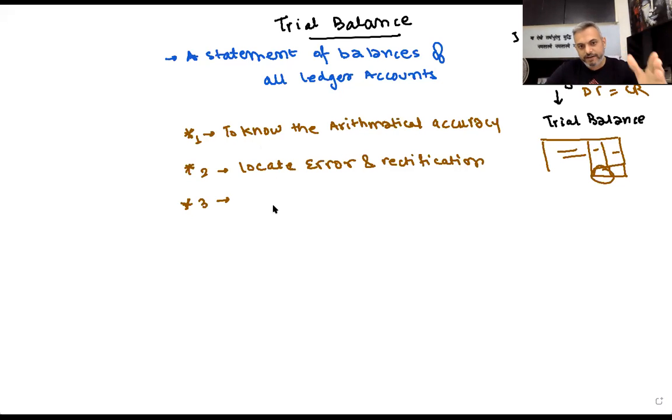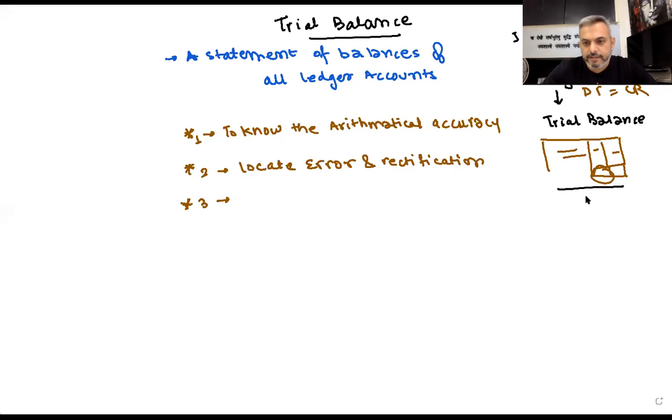So one purpose is to know the arithmetical accuracy. Second is to locate errors and rectification. Third is, after trial balance, the next is the final stage of this process of recording, classifying and analyzing, which is final accounts.